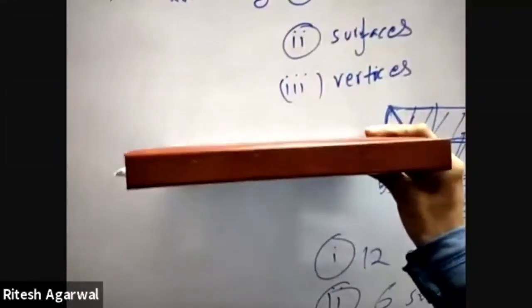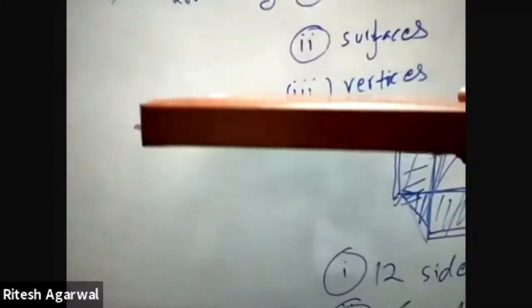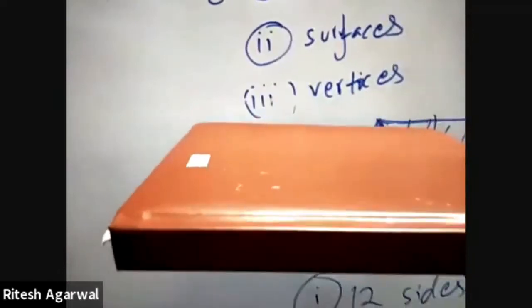Let us say this is a diary, and any book or diary is a cuboid. So this is a cuboid. Now let us say this is the first surface, which you can see in front of you. If I turn it around, diametrically opposite to it, this is the second surface, the white one. Then you have this one, third surface, fourth surface, fifth surface, and sixth surface. So there are 6 surfaces in total.